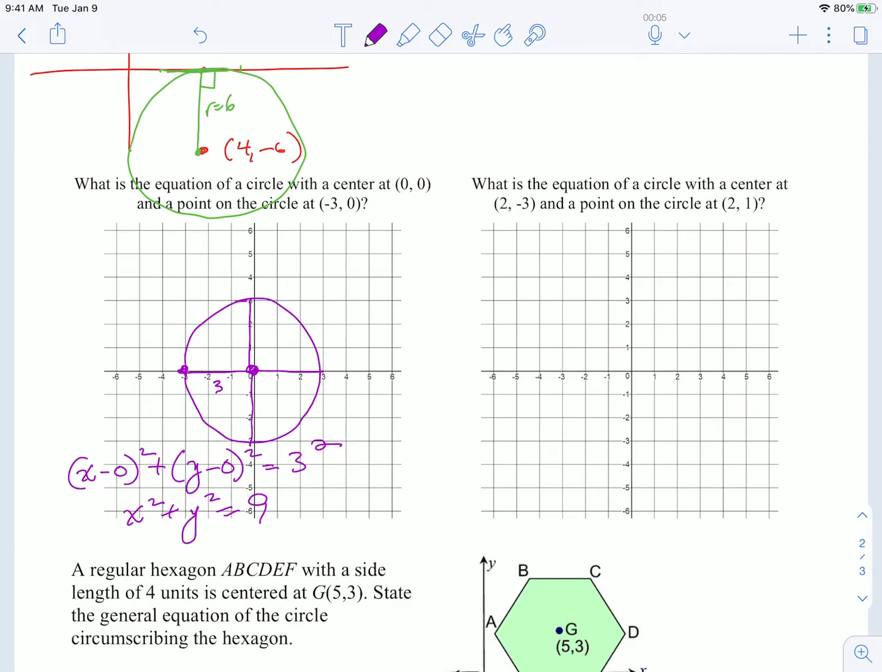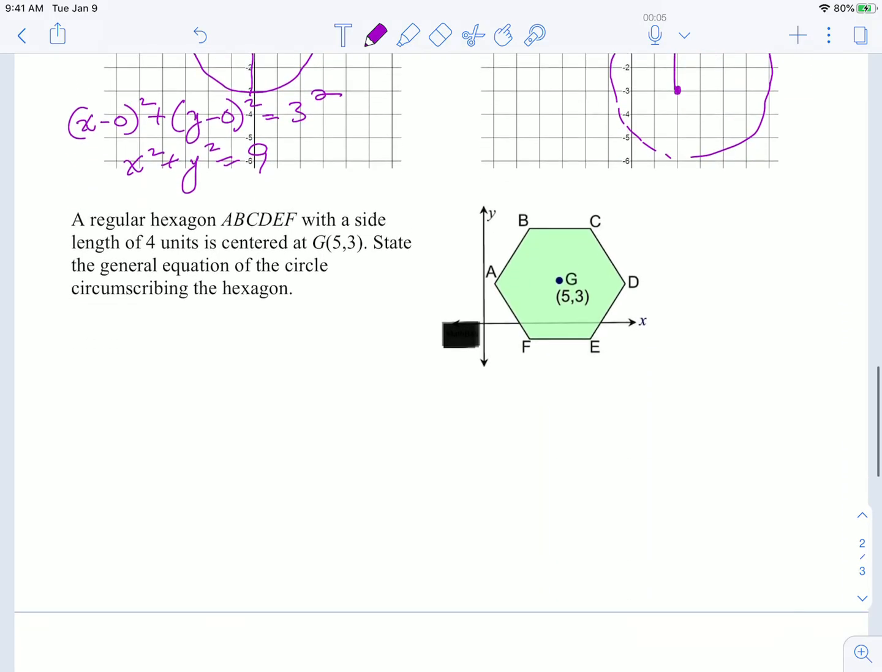Okay, so this one over here has a center at 2, negative 3, right there, and a point on the circle at 2, 1 up here. So if that's a point on the circle, that's basically saying that this distance is my radius, which if you count it is 4. Okay, so my circle is going to kind of go around like that best I can. So then we know that the center, x minus 2 squared and y plus 3 squared, and then that radius squared would be 4 squared, which you can simplify to 16. Okay, so let's see here.